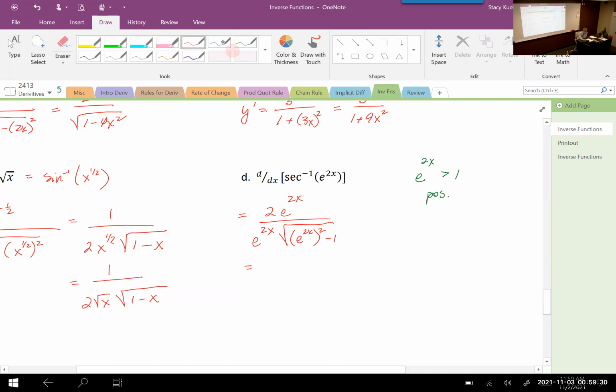Now I can simplify because I have an e to the 2x in the numerator and the denominator. So I've got 2 in the numerator divided by the square root. e to the 2x squared is e to the 4x minus 1. And that's the solution. Okay, that's just applying the inverse rules. Questions on that? No, it's pretty straightforward, I think, if you're just plugging it in.